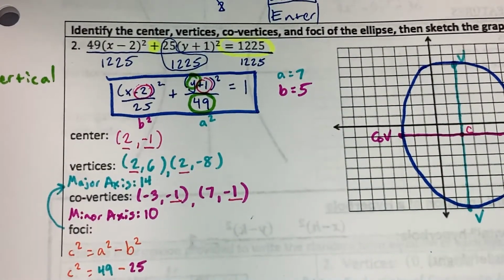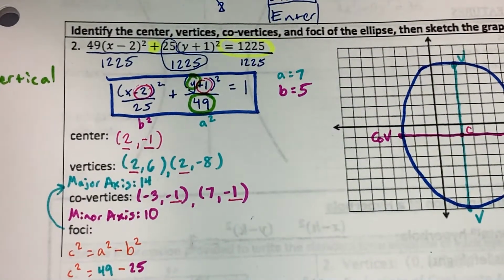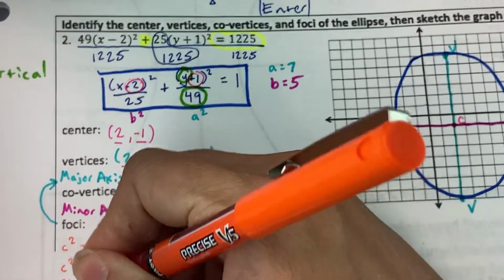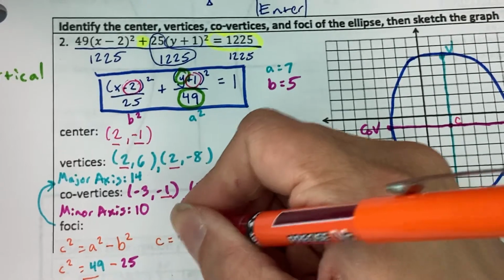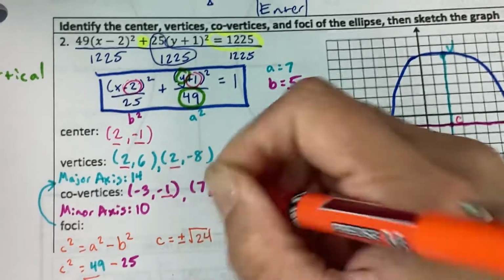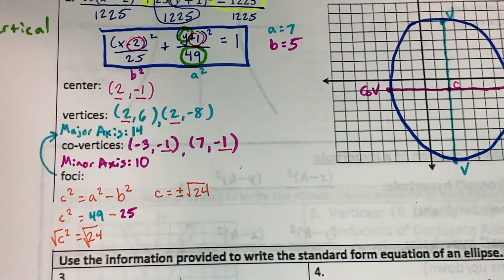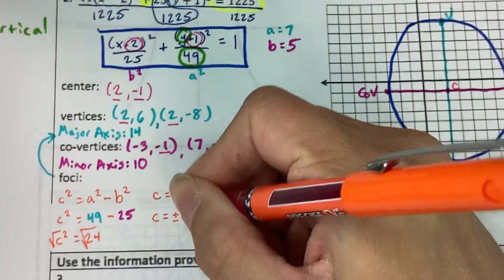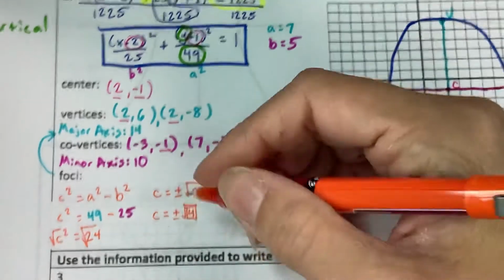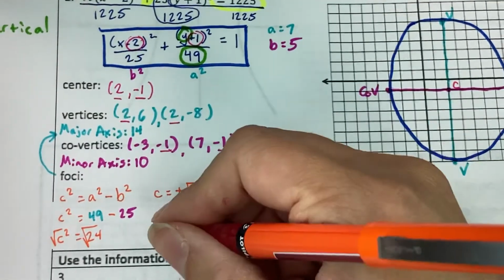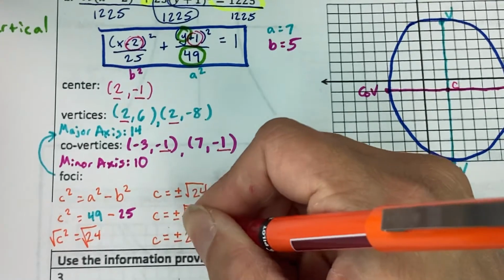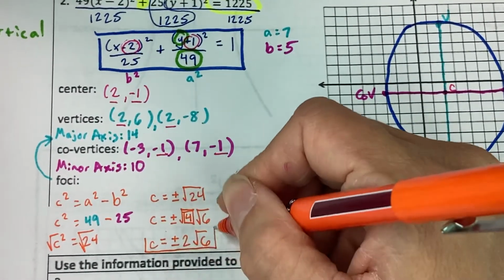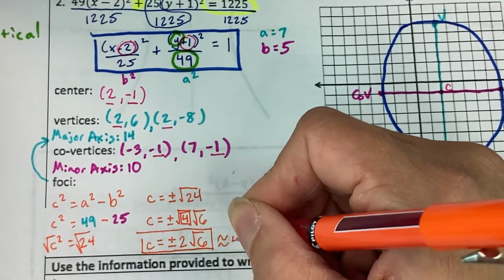So 49 minus 25 is 24. So c squared equals 24, square root. So c equals plus or minus. Now, looking at 24, is there a perfect square factor we can take out of that? Yes. We can break that down into square root of 4, which is a perfect square, and square root of 6, which we can then simplify to be plus or minus 2 rad 6. So there's my c value, and for graphing purposes, I'm going to tell you that that is about 4.9.